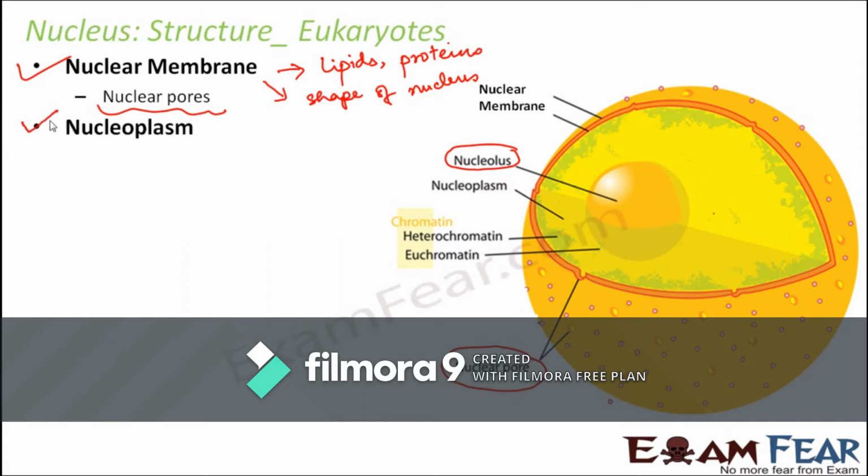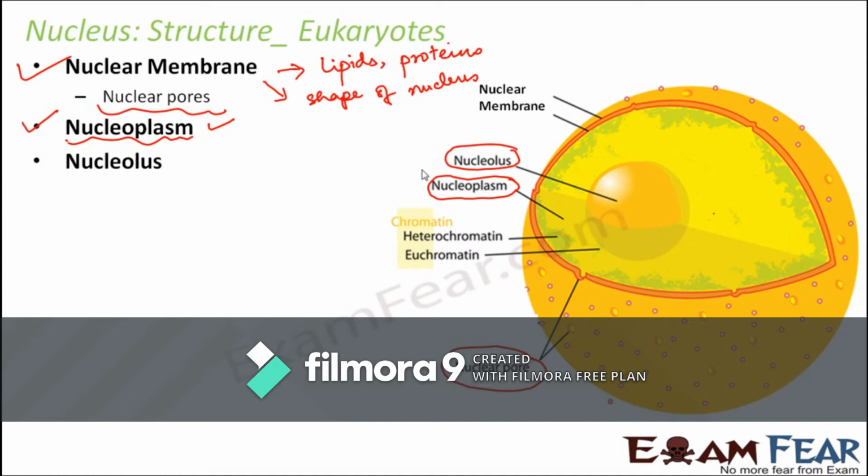Then the next important structure is the nucleoplasm. Just as we have cytoplasm inside the cell, similarly we have nucleoplasm inside the nucleus. What is nucleoplasm? It is a fluid which fills the entire empty space inside the nucleus. Here you see the yellow colored space inside, that is the nucleoplasm. All other structures are embedded in this nucleoplasm. The nucleoplasm is made up of nucleoproteins, nucleic acids, proteins, enzymes, minerals. All of these constitute the nucleoplasm.